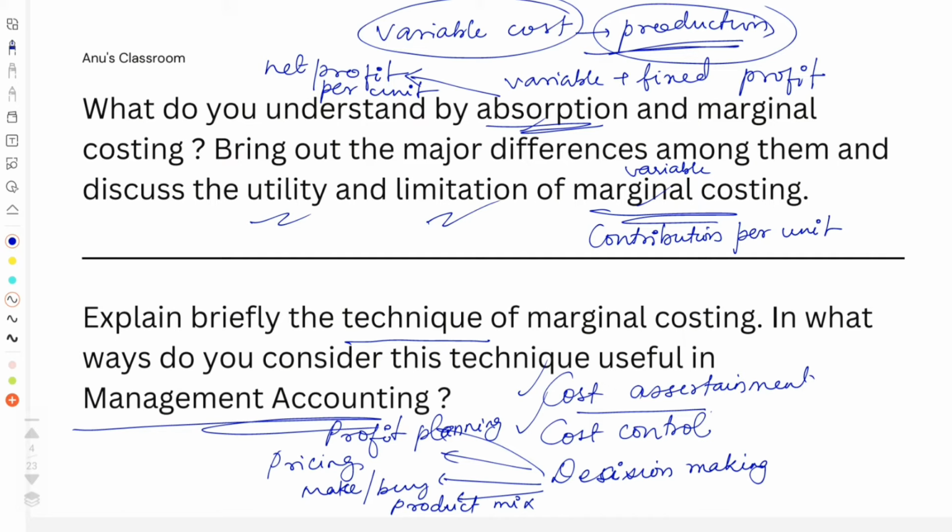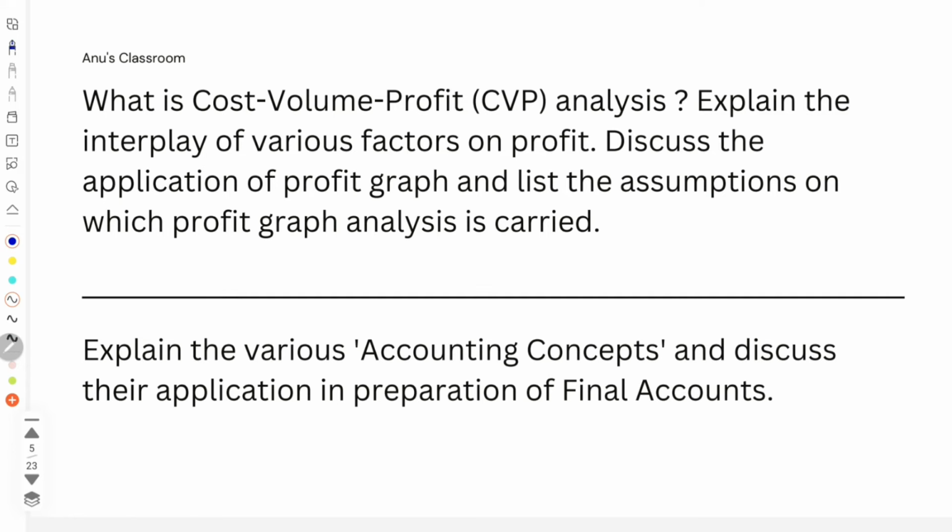With that, I guess we have covered almost all the important concepts in marginal costing. Let us move ahead. The next question is regarding cost volume profit, CVP analysis. It asks us to explain the interplay of various factors on profit, discuss the application of the profit graph, and list the assumptions on which this profit graph analysis is carried out.